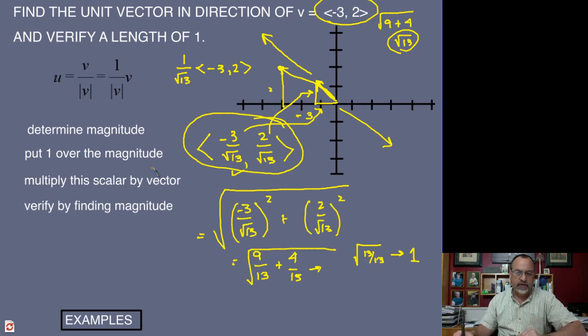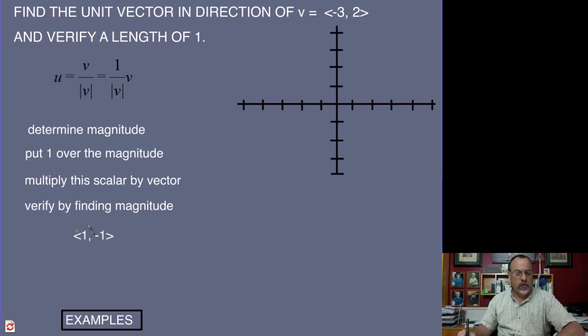That's how you determine the unit vector, and this is how you can confirm that it is the correct unit vector. So what would be the unit vector if I had 1, -1? Again, I want to find the magnitude. 1 squared plus 1 squared gives the square root of 2, so the magnitude of this vector is the square root of 2. I take 1 over the square root of 2 and multiply it by my original vector, and so I have 1 over the square root of 2 and negative 1 over the square root of 2. This would be the unit vector.